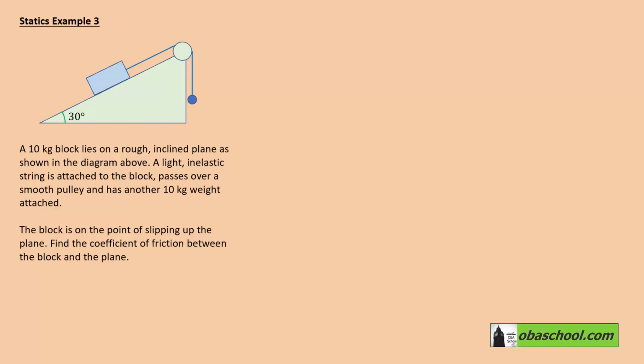So let's start by considering the weight here. We know it's a 10 kilogram weight. I'm going to take g as 9.8 once again. So acting this way, we have 10g, which is 98 newtons. Acting this way, we have the tension. Since those are the only two forces acting on this object, it follows that T is equal to 98 newtons.